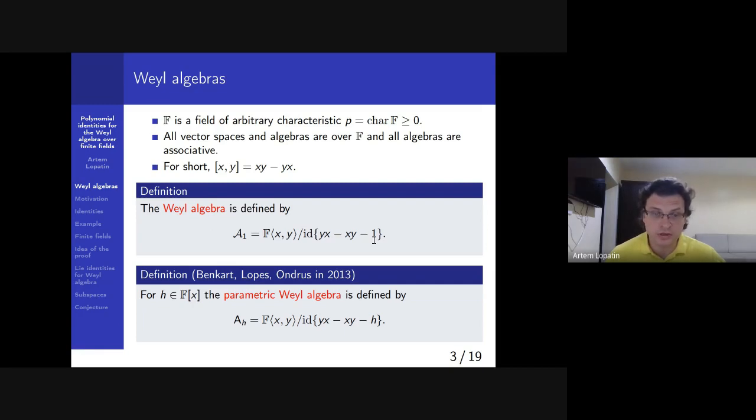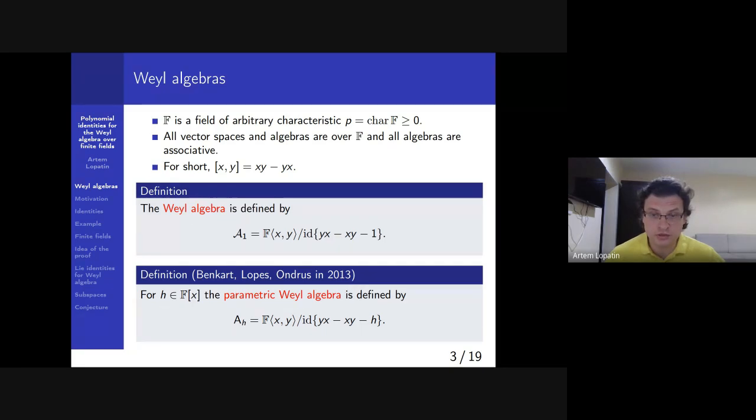This algebra, the Weyl algebra, is quite important. It has a lot of very interesting properties and a lot of interesting connections with other areas of mathematics, and a little bit later I will probably talk a little bit about it. But now let me consider some generalization of the Weyl algebra. This generalization is known under the name of parametric Weyl algebra, and it was introduced by Benkart, Lopes, and Ondrus nearly 10 years ago. They published several papers on this subject. The first of their papers was published in Transactions of the American Mathematical Society, and then in other journals.